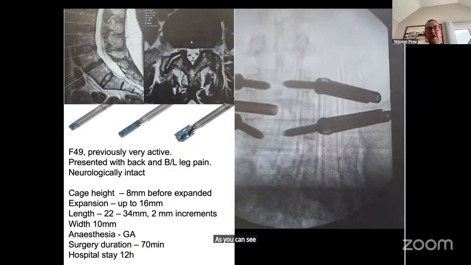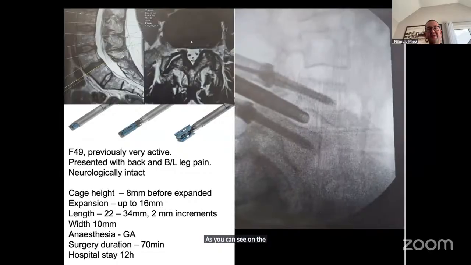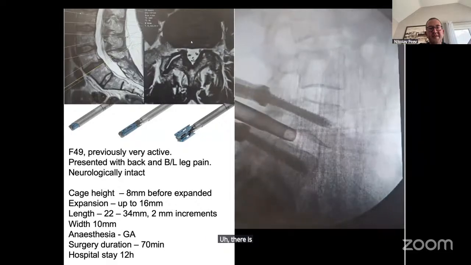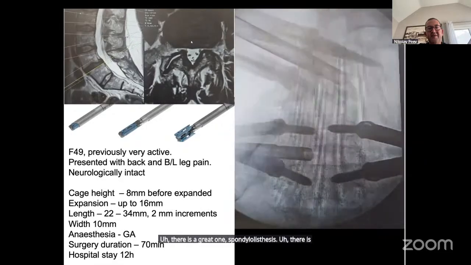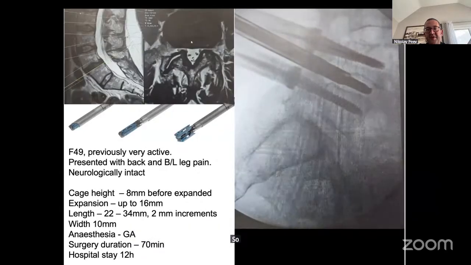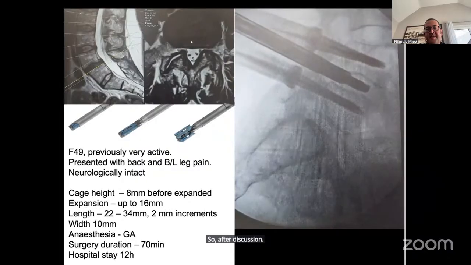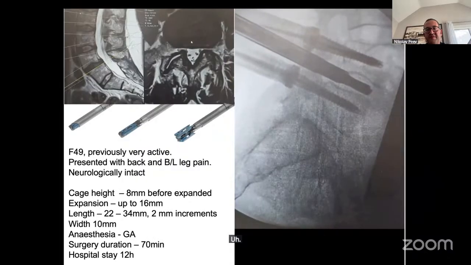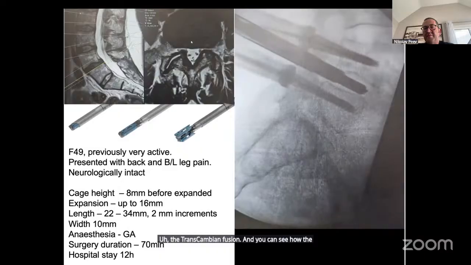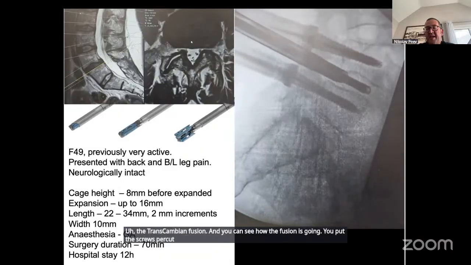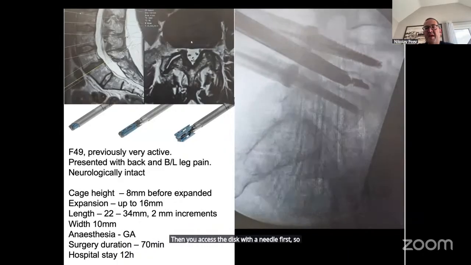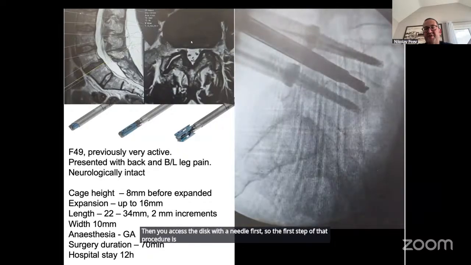As you can see on the MRI scan presented in the left upper corner, there is a grade 1 spondylolisthesis. There is an open facet sign. You can see the facets at that level are very degenerated. So after discussion, we decided that we're going to do the Trans-Kambin fusion. And you can see how the fusion is going. You put the screws in with a percutaneous technique, then you access the disc with a needle first. So the first step of that procedure is practically a transforaminal injection.